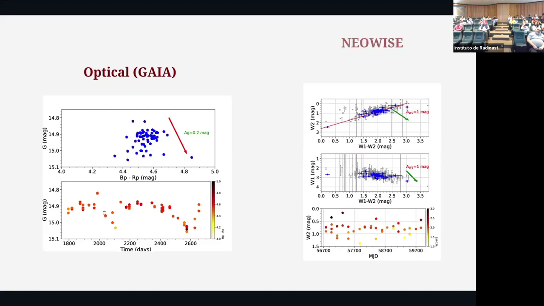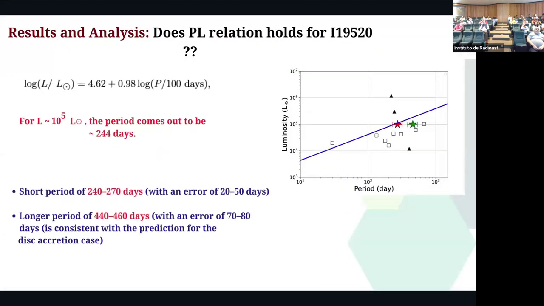So the question is, does the PL relation hold for I19520? This is the period luminosity relation given by Inoue et al. 2013. Considering the bolometric luminosity of the source as 10 to the power 5 solar luminosity, the period comes out to be 244 days. Now we have identified two periods. One is of the order of 240 to 270 days with an error of 20 to 50 days. And the second, a bit longer period, is 440 to 460 days with an error of 70 to 80 days. So we have plotted these periods in the PL relation diagram.